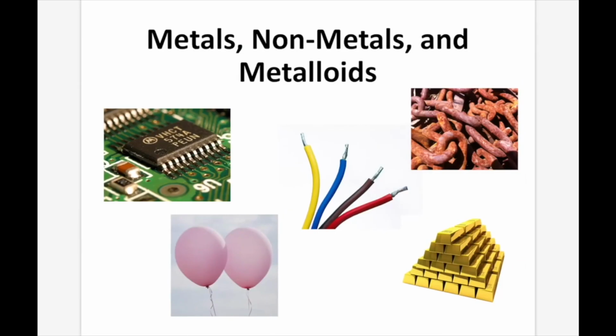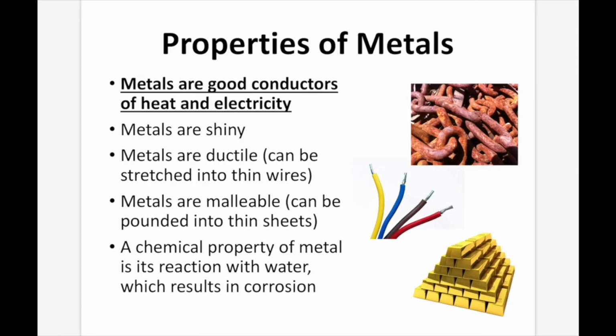Metals, nonmetals, and metalloids. Properties of metals. Metals are good conductors of heat and electricity. They're shiny and ductile. Ductile means they can be stretched into thin wires. Metals are malleable. They can be pounded into sheets, for instance. And a chemical property of metals is its reaction with water, which results generally in corrosion. Examples of metal include things like aluminum, gold, and iron.